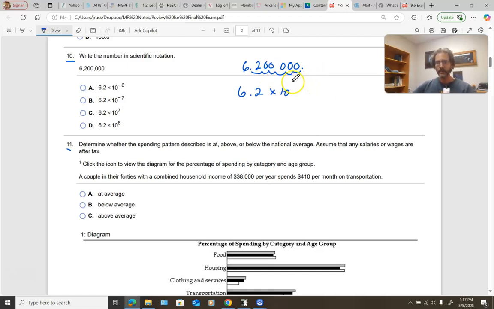What exponent do I use? Well, think about it this way. We started out with a big number. We made it really small. So to offset that, I need to make my power of 10 big. So I need my power of 10 to be a positive 6. Okay. This is choice D.